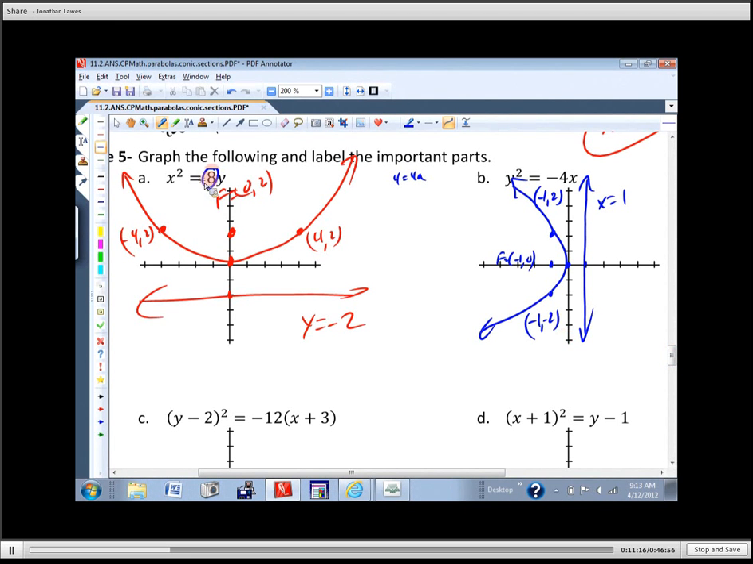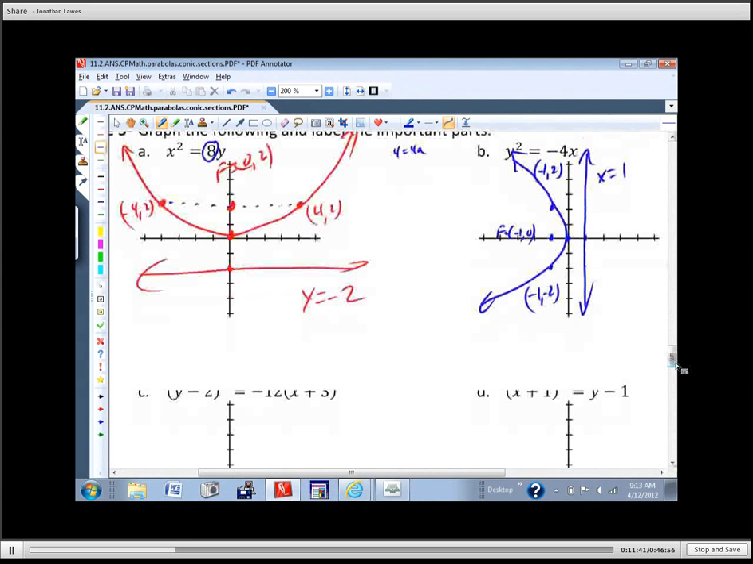Because this number right there is the length of the latus rectum. The latus rectum is 4A units long. So whatever that number is, that's how long the latus rectum is. That distance from here to here is the latus rectum. So if the whole thing is 8, I'm going to go 4 on either side. So I'd go 4 this way and 4 that way. That way the whole thing's 8 units long. Does that work? Okay. Anything else?